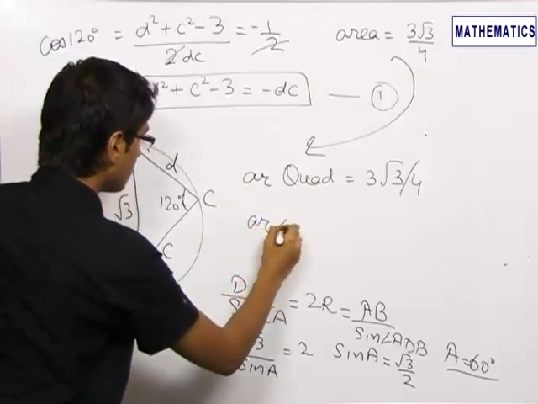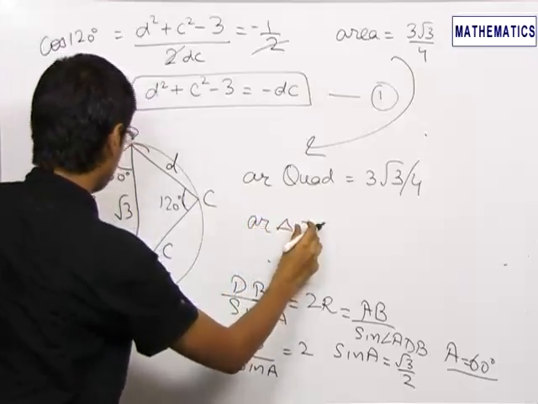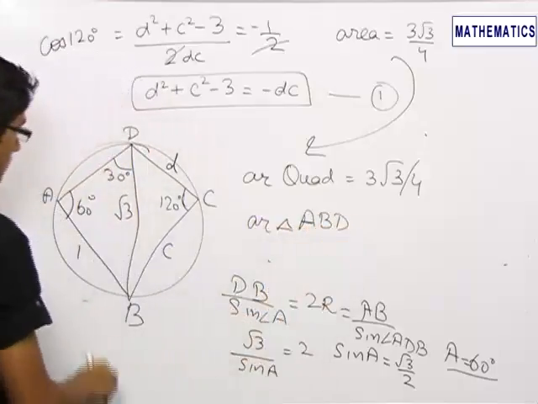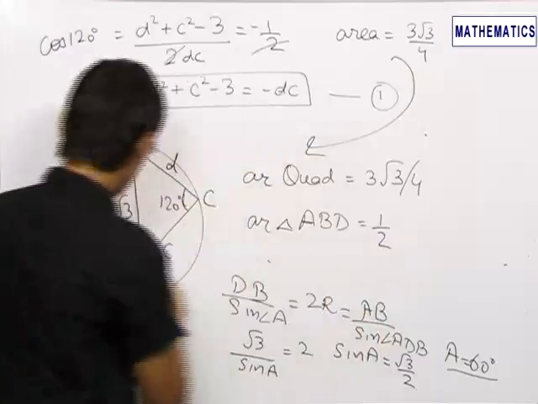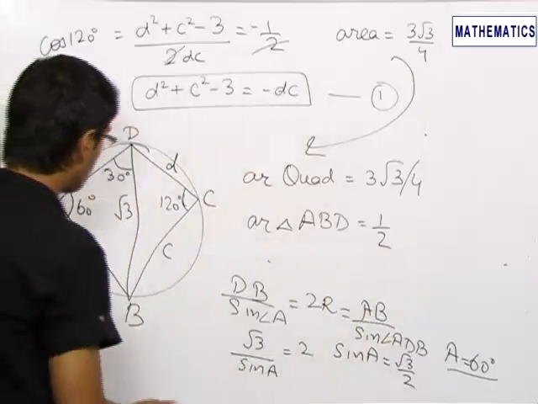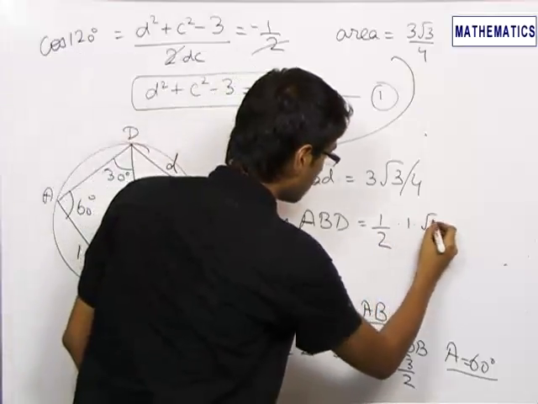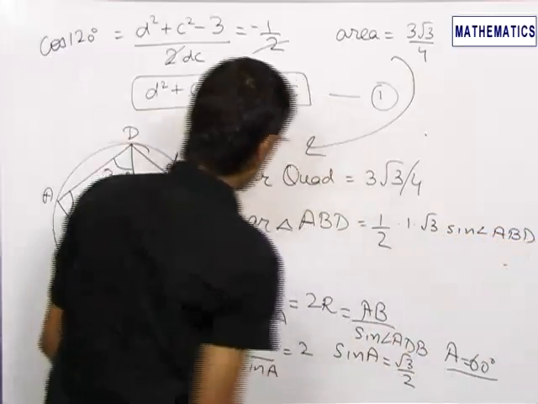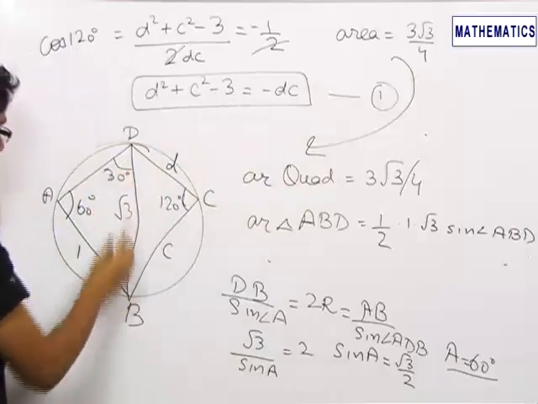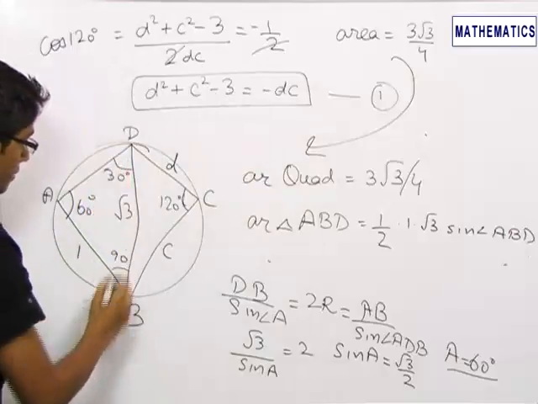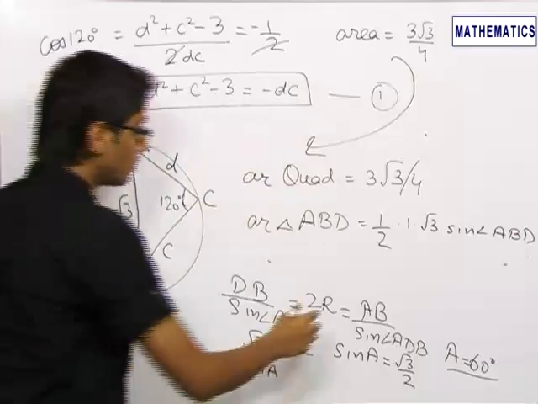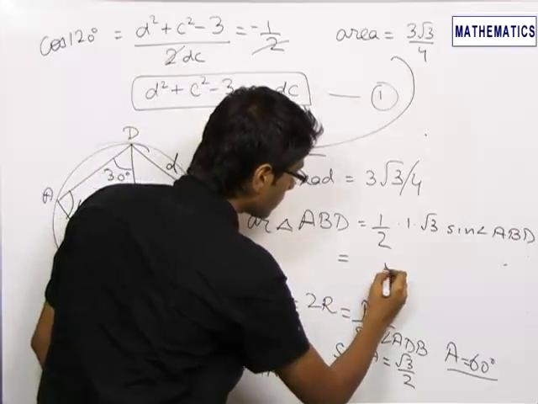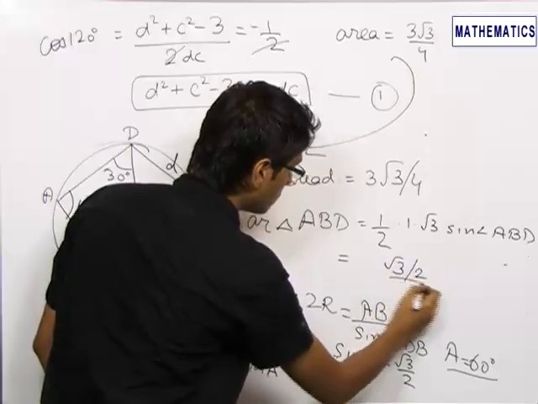and area of triangle ABD equals half into 1 into root 3 into sine of angle ABD. And we know that if this is 60 degrees, this is 30 degrees, this is 90 degrees, so sine of angle ABD is equal to 1. So area of triangle ABD equals root 3 by 2.